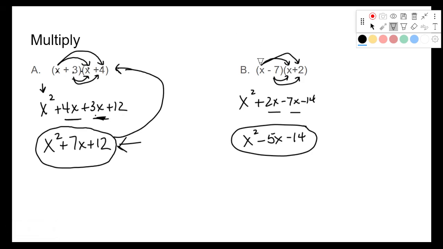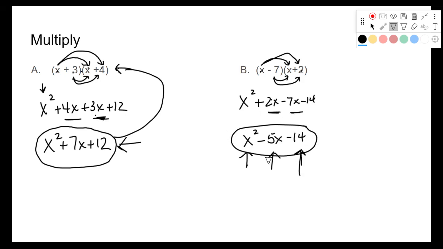And then in B, we did the same thing. We did x times x, and that gave us our x squared that we see in the answer here. X times the 2 was 2x. X times negative 7 was negative 7x. We put the like terms together. We combined them, and that gave us the negative 5x. And then finally, the negative 7 times the 2 was negative 14. And then that negative 14 is what appears here. Okay? So that's how we got our two answers.